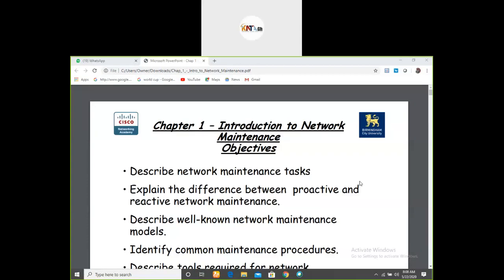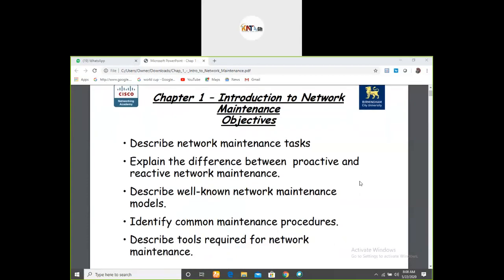These are objectives, but they are also examinable or assignable questions, where in an exam or in an assignment, I can ask you to explain the differences between proactive and reactive network maintenance. And then I could also ask you to identify common maintenance procedures. I could also ask you to describe network maintenance tasks. So these are not far-fetched questions. And when you look in the previous papers I have examined, you could see traces of some of these questions in there. So you need to take time and digest them well. You might meet them someday.